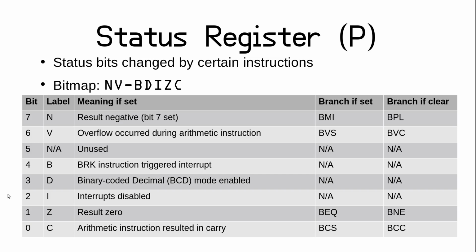The N bit is set when the result of the last operation is negative. That is, the high bit was set, so it would be negative if interpreted as a signed 8-bit value. You can use the N bit with the BMI and BPL instructions. BMI stands for branch if minus, meaning the N bit is set. BPL stands for branch if plus, meaning the N bit is clear.